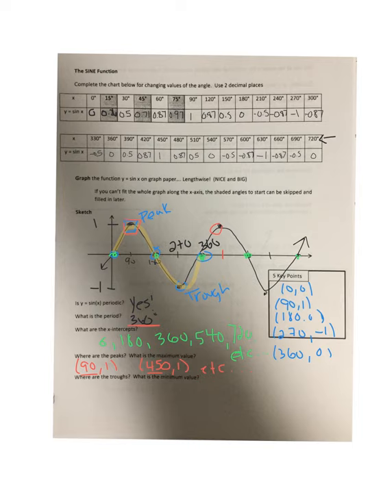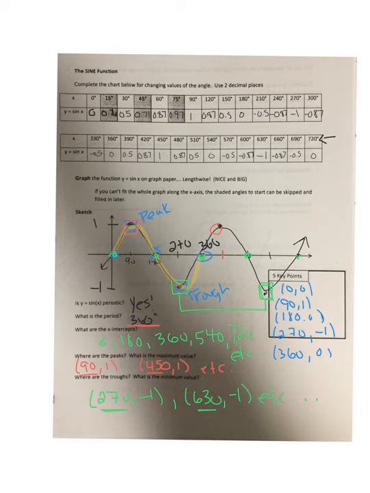Where are the troughs? So the troughs, I have two drawn in my graph. My first one is at 270 negative 1. My next one is at 630 negative 1. Now again, between 270 and 630, you're going to see that one cycle, or the 360 degrees. And again, you could just keep adding 360 to figure out more troughs.